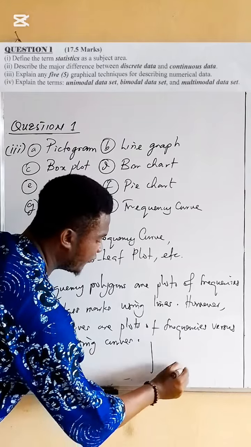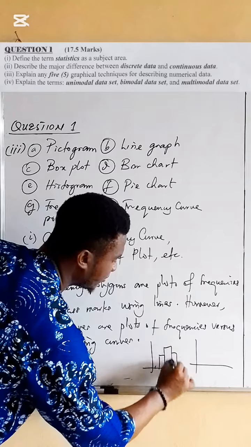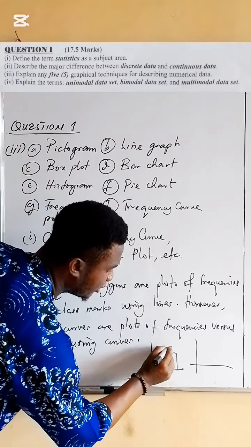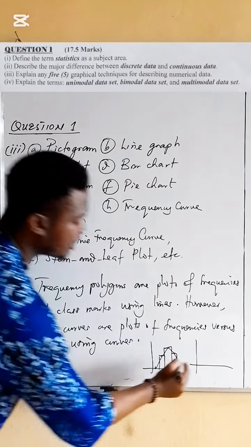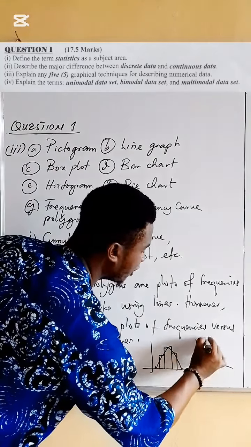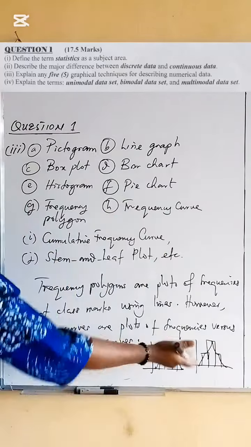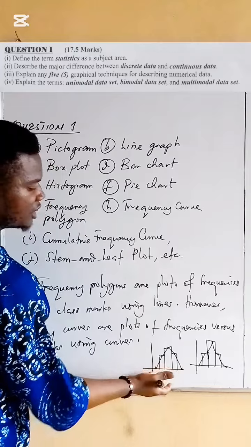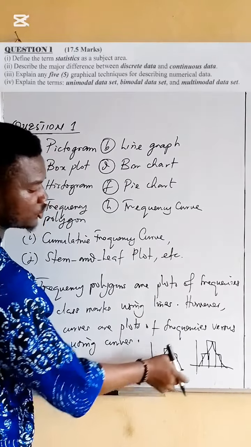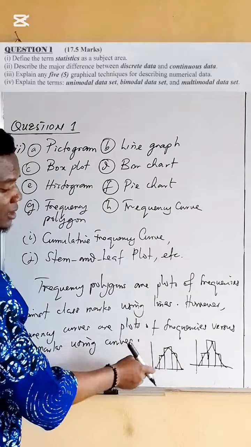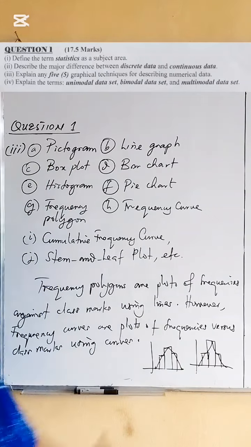So if these are two diagrams, let's say this was our histogram. If you join the midpoints using lines, the midpoint of each bar corresponds to the class mark. But if I do the same using curves, notice that this will be a frequency curve, and this will be a frequency polygon. Why? I used straight lines in joining the midpoints, which are the class marks, and here I used curves joining the midpoints, which are the class marks.